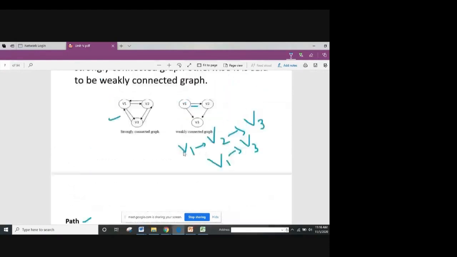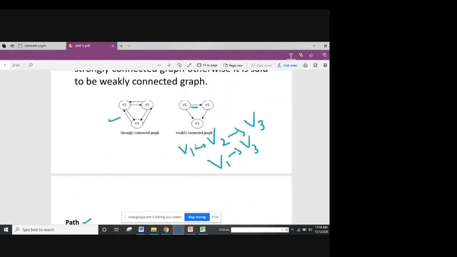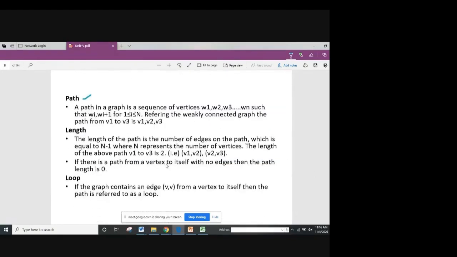And what is the length now? What is the length of this path? Two, the number of edges. That is the number of edges, so this is 2 and this is 1. Okay, this is the length of the path. That is what is given here.